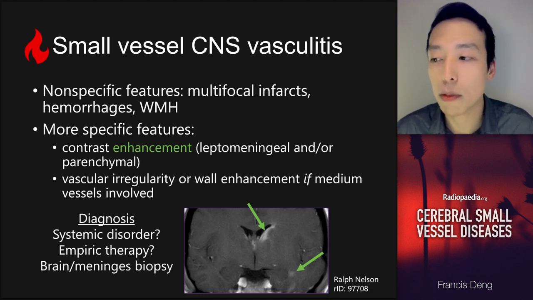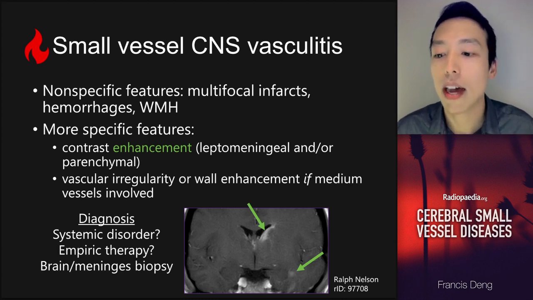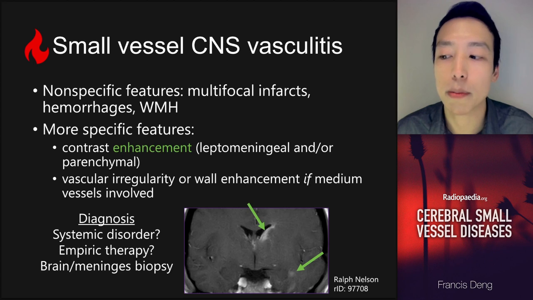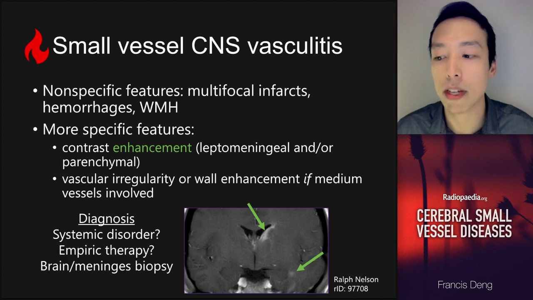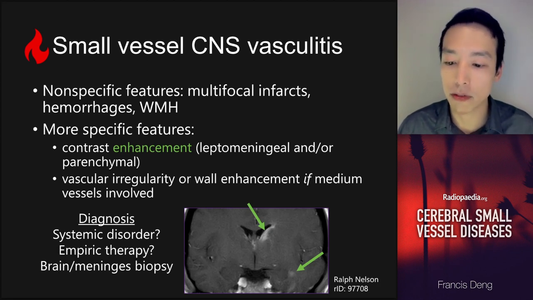You can see a number of nonspecific features like multifocal infarcts, hemorrhages, or white matter hyperintensities. A slightly more specific feature is if you see contrast enhancement, either of the leptomeninges or of the brain parenchyma. If your small vessel CNS vasculitis also involves the medium vessels, then you're lucky and you might be able to see vascular irregularity or wall enhancement on vessel wall MRI if those medium vessels are involved.